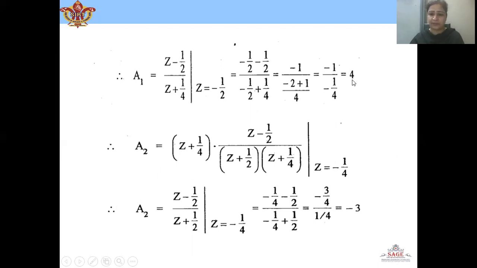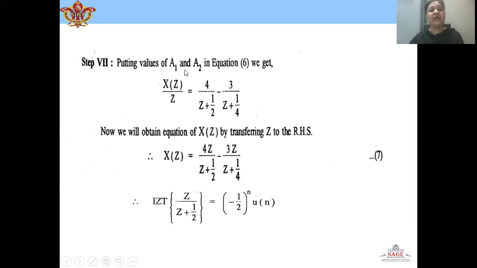Now, we have already obtained and calculated the values of a1, which is 4, and the value of a2, which is minus 3. Now, here we will put the values of a1 and a2 in step 7. So, 4 upon z plus 1 by 2 minus 3 upon z plus 1 by 4. Now, we will take X(z) here and z will be transferred to the right hand side. So, it will be 4z upon z plus 1 by 2 minus 3z upon z plus 1 by 4. Now, this is the step where we can easily find out the inverse z transform of X(z).